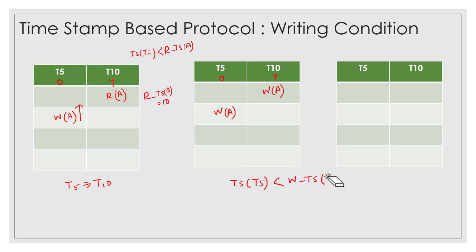the write timestamp of the data item A, because it is 5 and it is 10, because the new younger transaction has produced that one. Now, as this is true, and you can already verify that T5 should be followed by T10, this cannot be possible in this case, so transaction 5, the older one, needs to be rolled back.